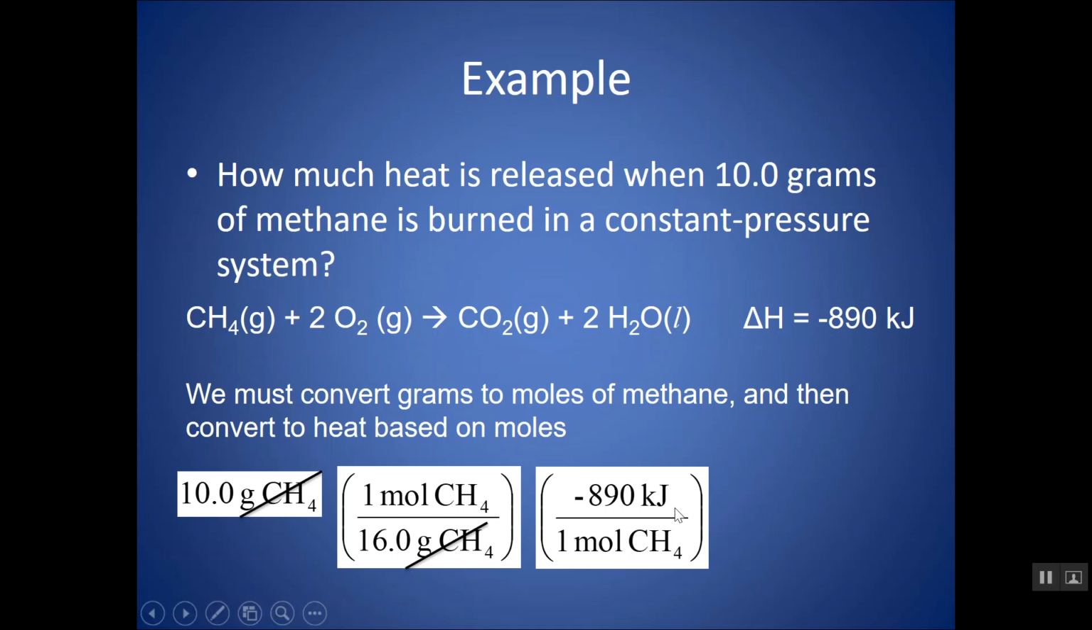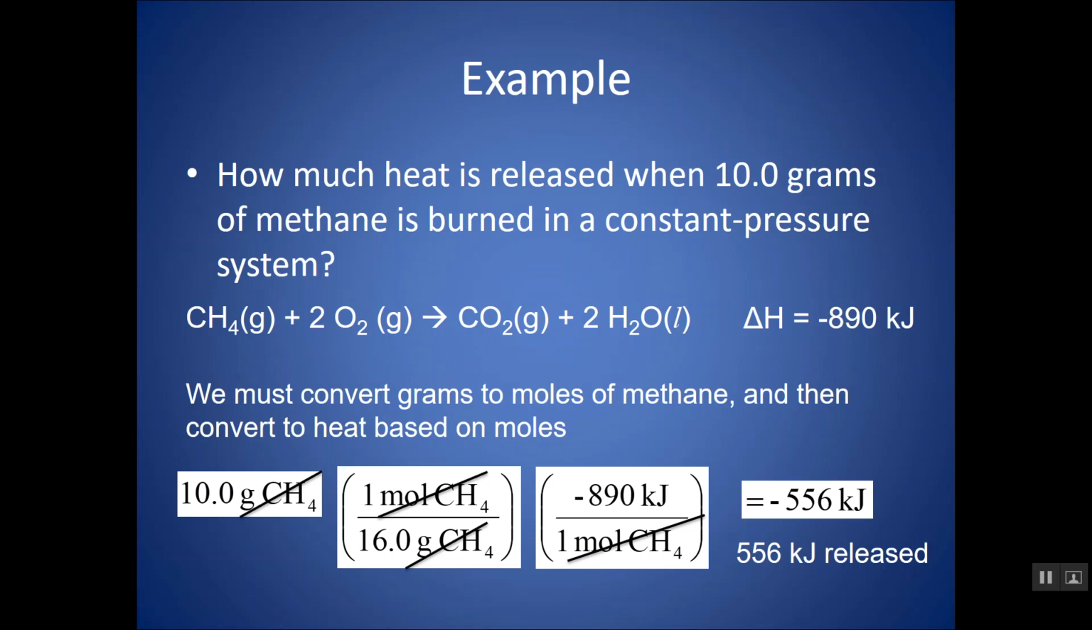And if I calculate this, I get a negative number, and all that negative means is that heat's released. Since the question does ask me how much heat is released, I could have just omitted the negative sign because they're already giving me the direction and just say 556 kilojoules are released. So again, positive and negative is all about direction. Negative is being lost or released. Positive is being gained or absorbed.